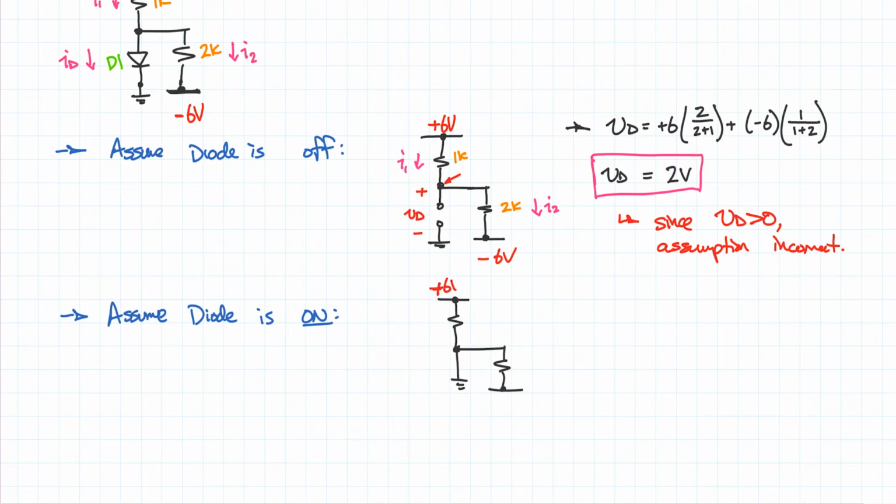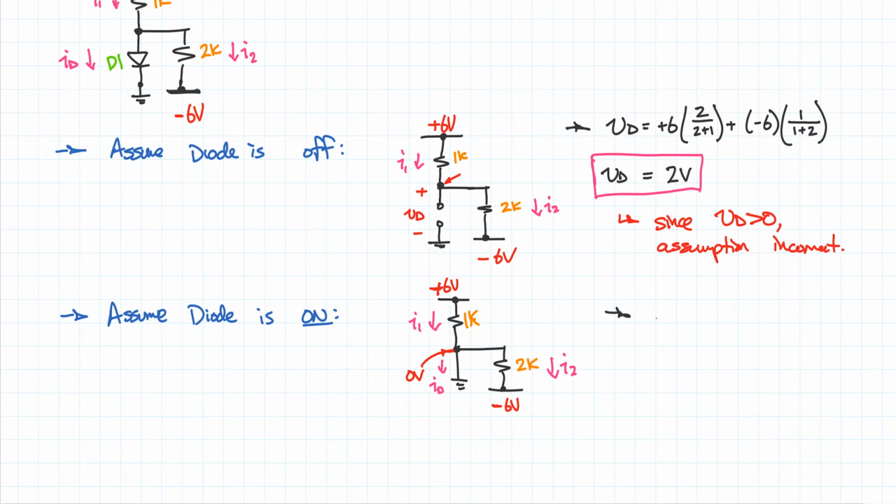This is positive 6 volts. This is minus 6 volts. This voltage now is 0 volts since it's shorted to ground, which is convenient. This is 1K. This is 2K. And again, I have this I1, and I have this I2, and I have this ID.